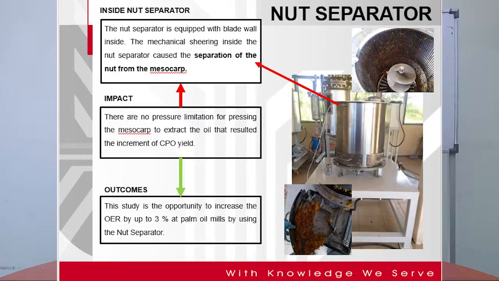So in this study, the nut separator is equipped with a blade wall inside. The mechanical shearing inside the nut separator causes the separation of the nut from the mesocarp, and the impact is that there are no pressure limitations for pressing the mesocarp to extract the crude oil. This study is expected to increase the OER by up to 3% in this process.